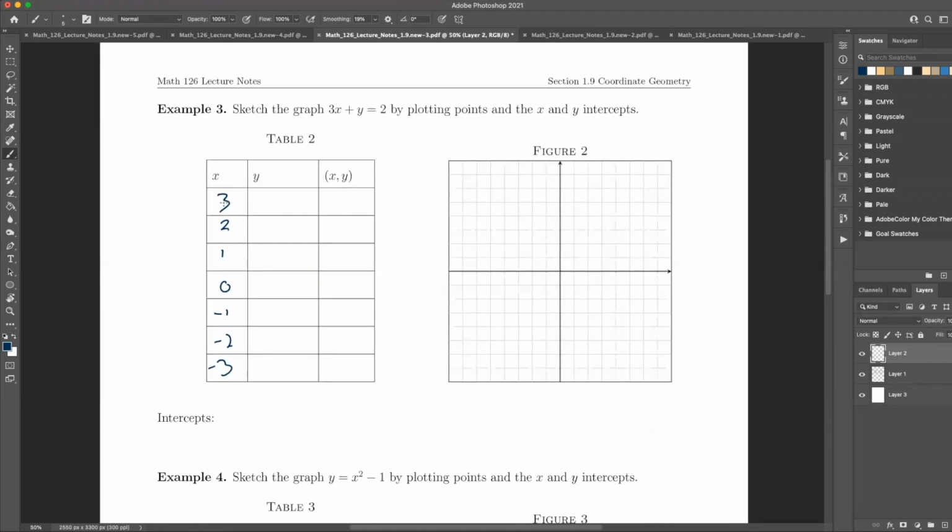All right, so when x is 3, what is y? Here I can make my life a little easier and solve for y, so y equals 2 minus 3x. If I plug in 3, it'll be 2 minus 9, so that'll be -7. If I plug in 2, it'll be 2 minus 6, so -4. And then you continue this at 0, of course, it's 2. And then we'll have 5, 8, and 11.